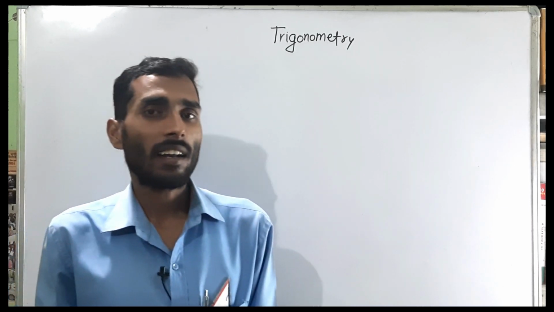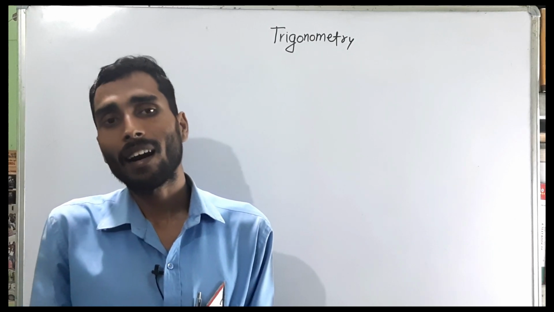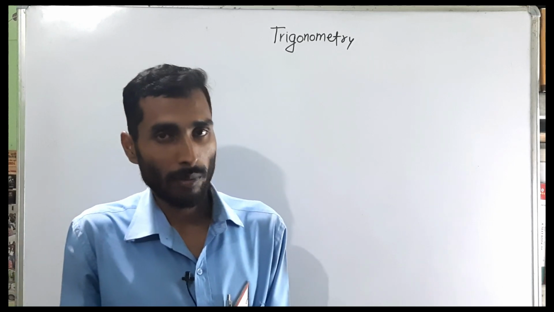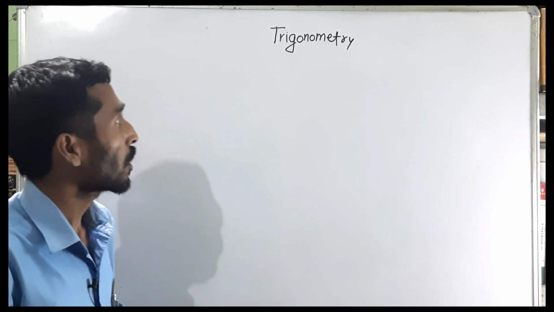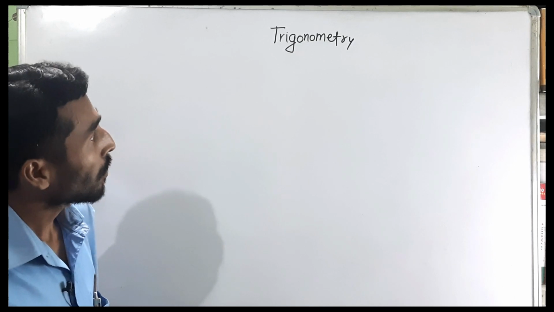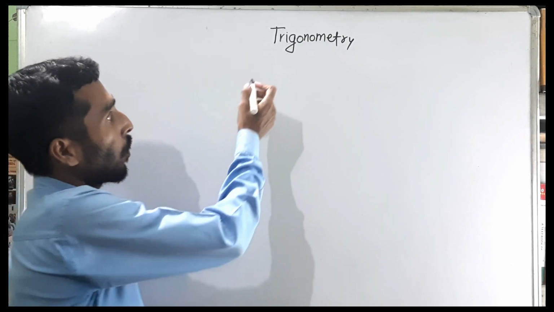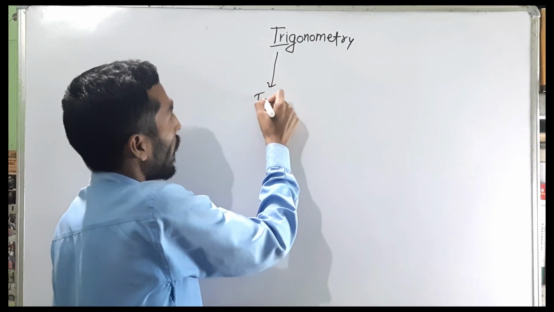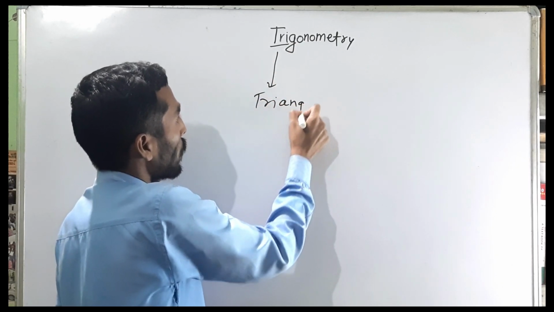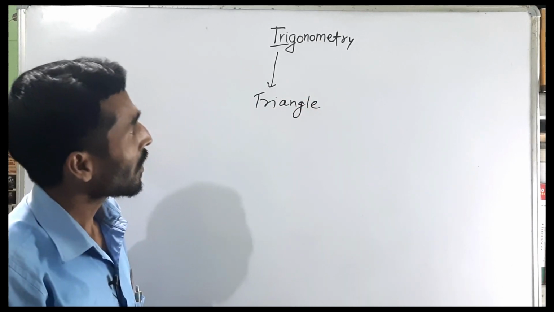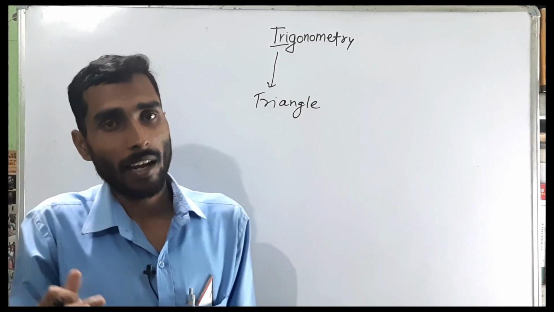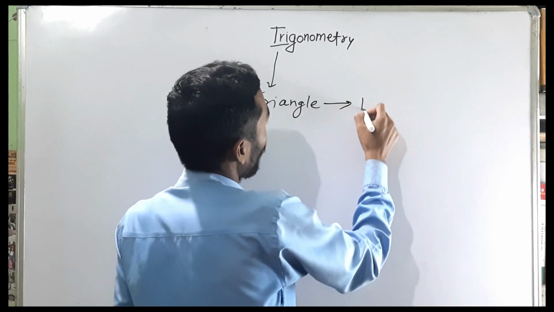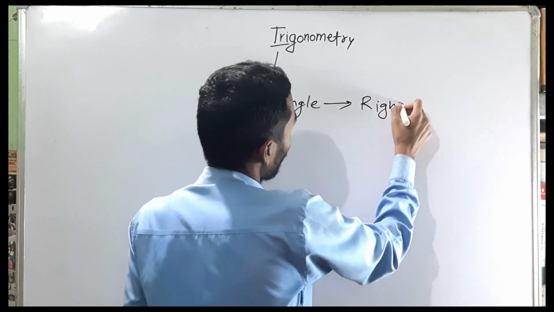We'll discuss here the basics of trigonometry, how it started and what's going on in trigonometry. So let's start. By the word trigonometry you can understand that "trigo" is related to three, and it's related to a triangle. So basically we discuss trigonometry on the basis of a triangle. Which triangle? That triangle is the right angle triangle.